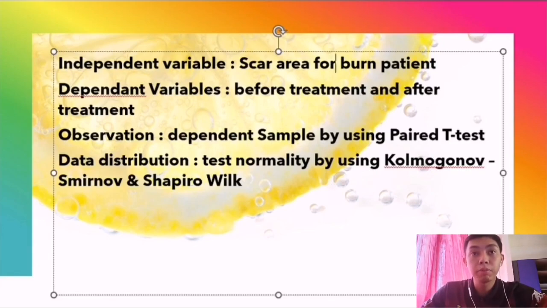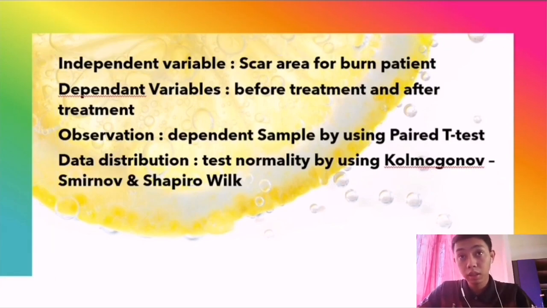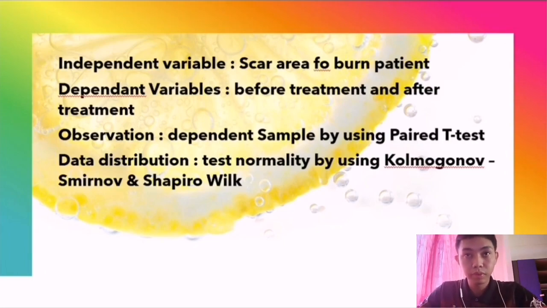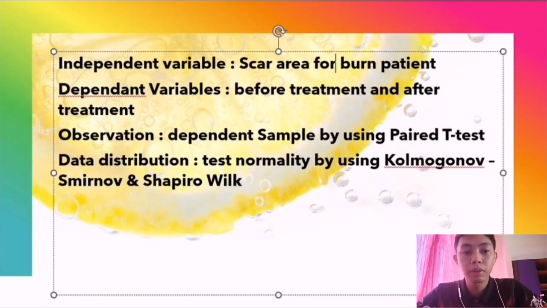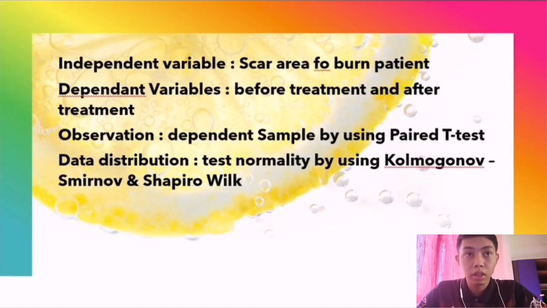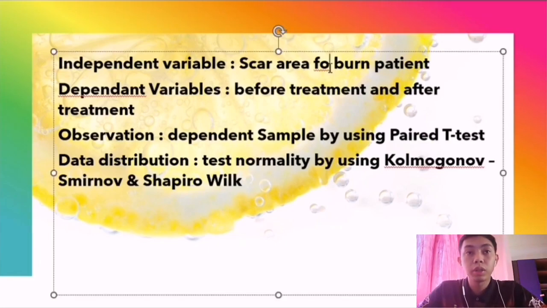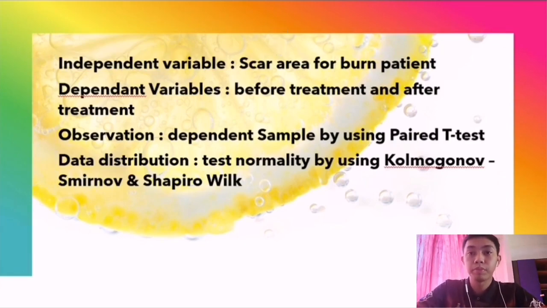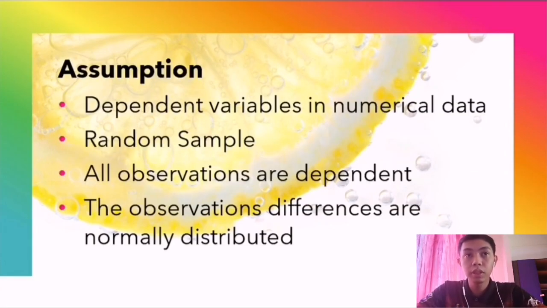We will be using the paired sample t-test, because the group is from the same sample where the test variable is measured at two different time points. For data distribution, we will test normality using Kolmogorov-Smirnov and Shapiro-Wilk. For the assumptions, the dependent variable is numerical data, it is a random sample, observations are independent, and the observation differences are normally distributed.